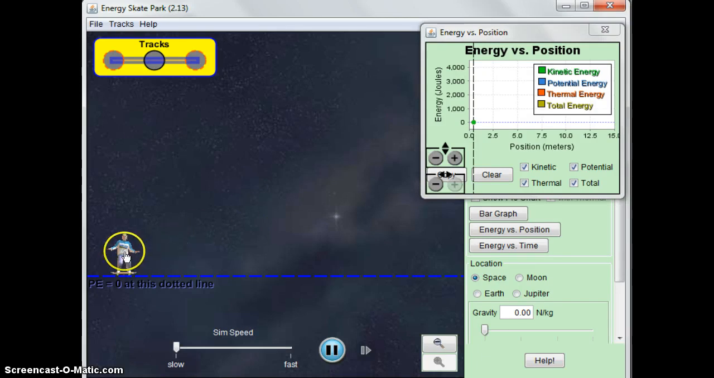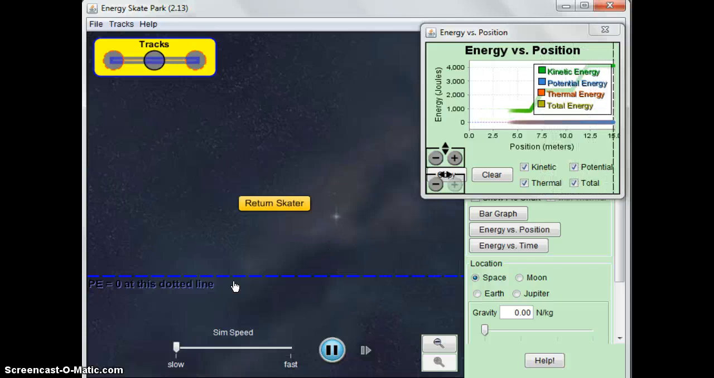Now, the final thing we will look at here is the speed of the skater as he moves. So if I apply this thrust, we see as I apply the thrust that this skater's speed increases while I apply the thrust. If I put on some more thrust, the speed picks up by even more, and the speed picks up even more.